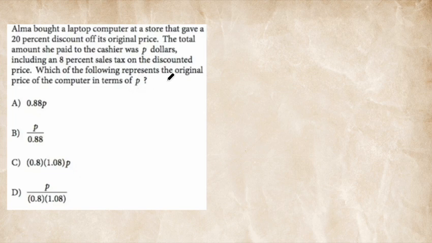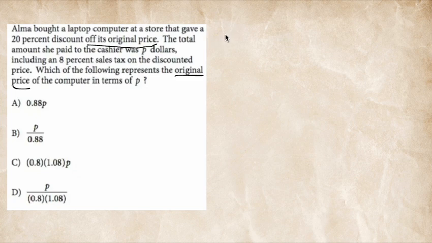So in this question, the trick is to really understand what is being asked. When it says original price, this means the price before discount, right? So it's 20% off its original price. It's not the total amount she paid, or the amount after tax or before tax, it's the original price of the computer. Make sure you understand what is being asked. So let's go and solve this question.